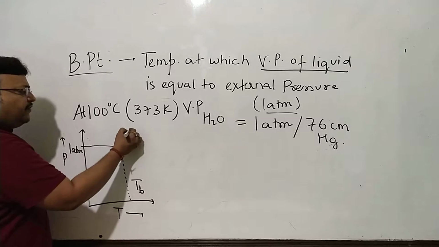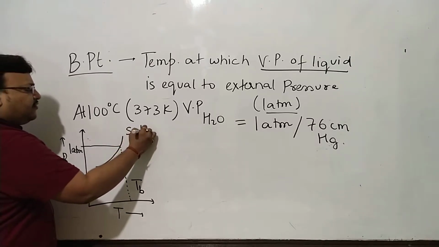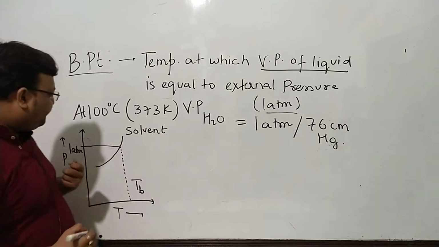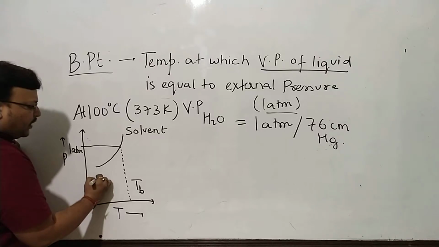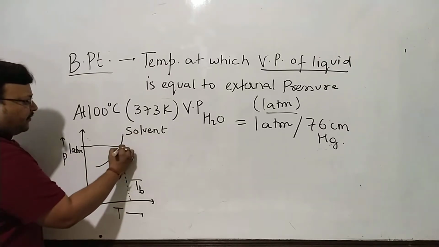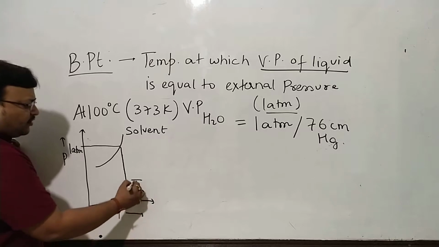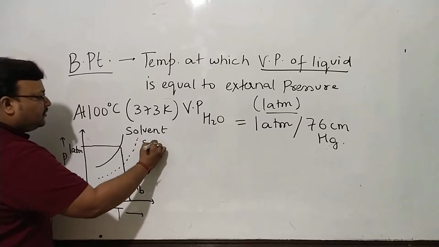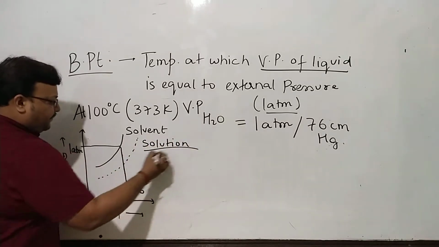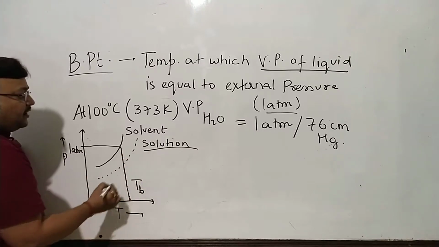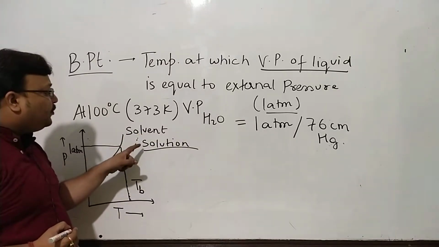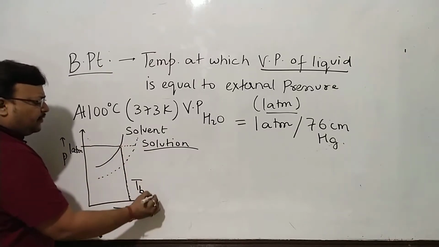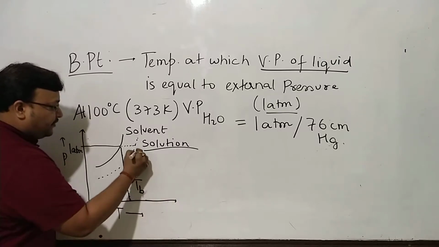Now this is involving any liquid. Right now I am taking it as the solvent because the moment I put a solute, I know there will be a lowering in vapor pressure. So if this is for the solvent, and this is the corresponding boiling point, for the solution, if this is the vapor pressure curve, it's lower than that of the solvent. Naturally, this will become 1 atmosphere at a higher temperature.